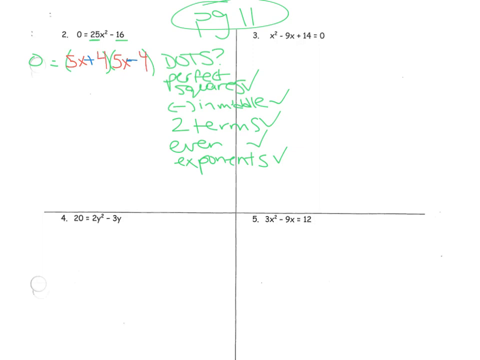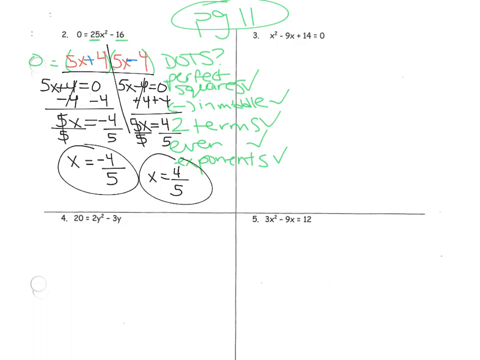So now we're going to t-chart. So again, if you want to pause the video here, we're just going to t-chart this. So why don't you go ahead? We're setting them equal to 0. Okay, and this is what your answer should look like. You should have x to equal -4/5 and x to equal +4/5. All right, so I'm going to take a look at questions 3 and 5.